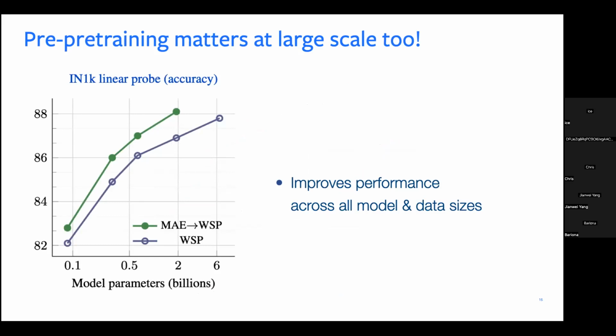In general, the blue line is the weakly supervised model trained across different model sizes up to 6 billion. And in green, we have the pre-trained model. So you take MAE, then do the weakly supervised training, and we see that at every single point it gives a big gain. In fact, the pre-trained model at 2 billion parameters performs better than the weakly supervised model at 6 billion parameters. So in general, that also helps you reutilize these parameters much better.